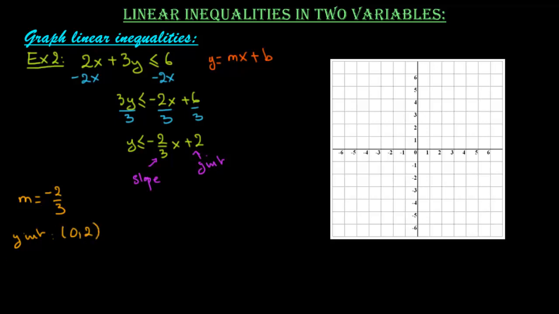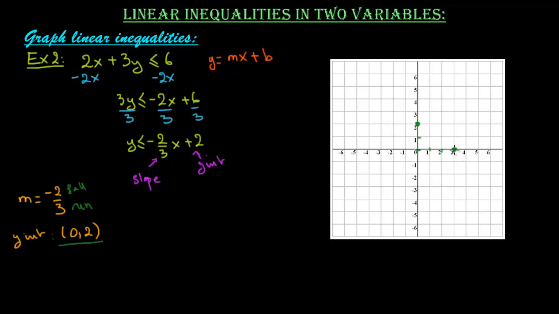Now let's graph this one. We will start at the point (0, 2). Always start at this point. Then negative 2 means we fall down 2 and go to the right 3 times. So from this point, fall down 1, 2, and run to the right 1, 2, 3. So that's my second point.